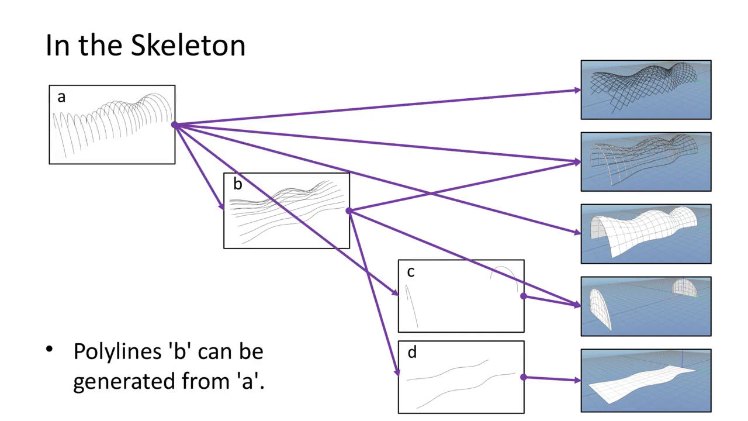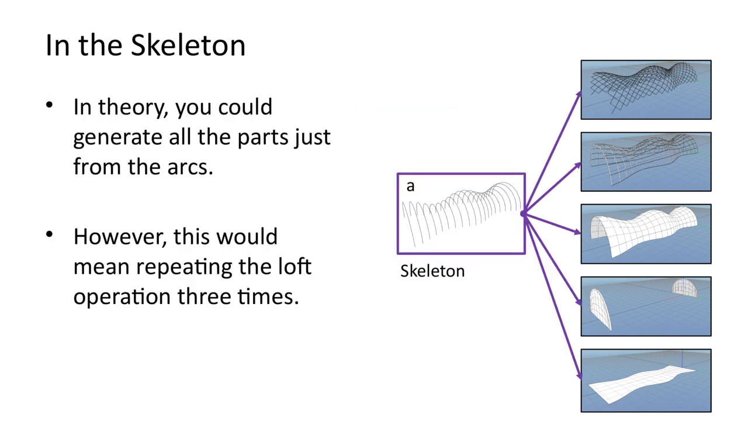The second type of relationship may be a simple way of generating one input from another input. In this case, we may say that input B can easily be generated from input A. Lofting A can generate B. Based on the relationships between inputs, you may then be able to identify the skeleton. In this case, you might identify input A as being the skeleton. This would be possible, and may be a reasonable choice. All the different parts can be generated from the arcs.